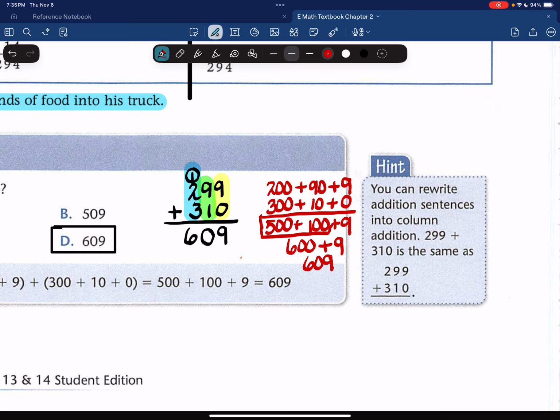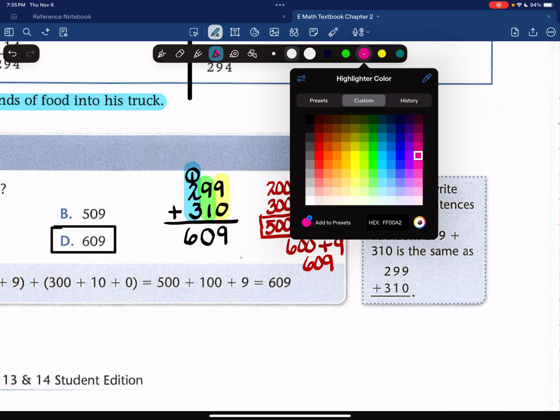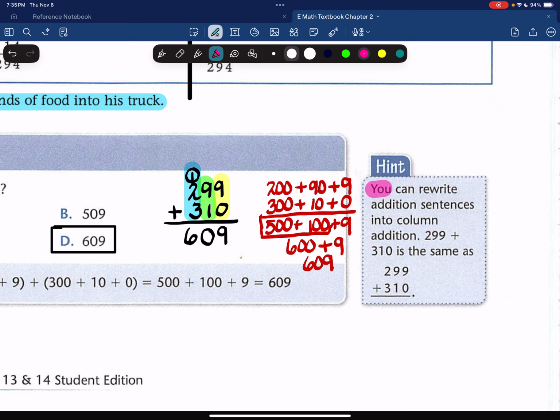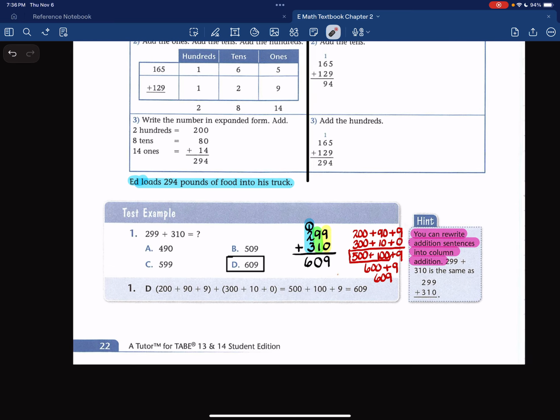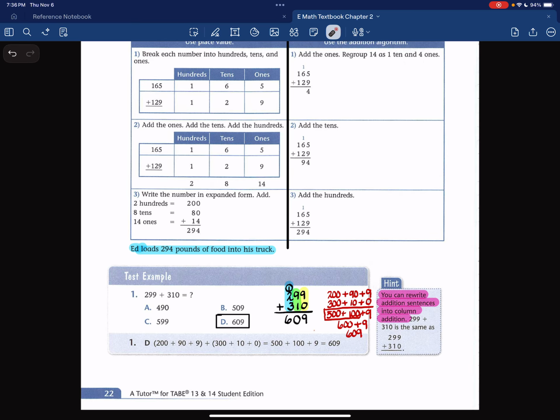This is important, the hint. It's so important, I'm going to highlight it in pink. You can rewrite addition sentences into column addition. For example, 299 plus 310 is the same as this column problem. So this sentence problem and that column are the same thing. So you can always use the method you prefer.